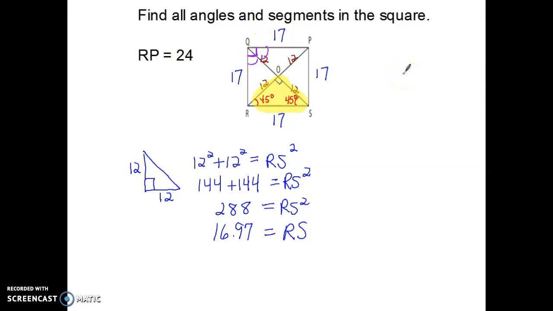So in a square, that's unique to squares. You will always be dealing with four right triangles. They will be isosceles, and each of these smaller corner angles will always be 45 degrees in any square.